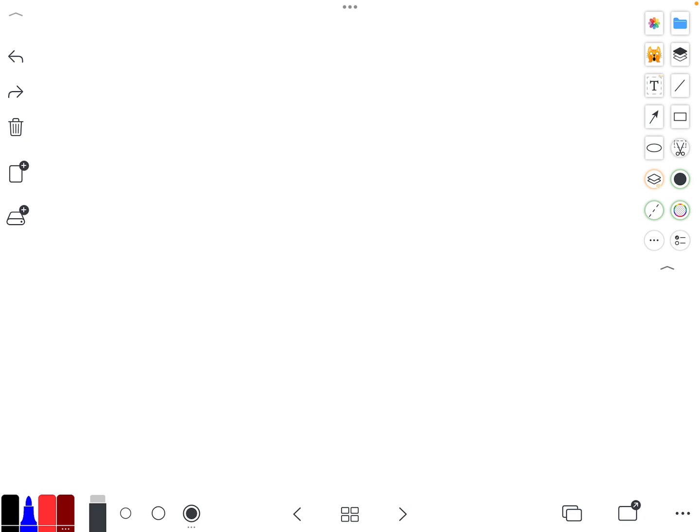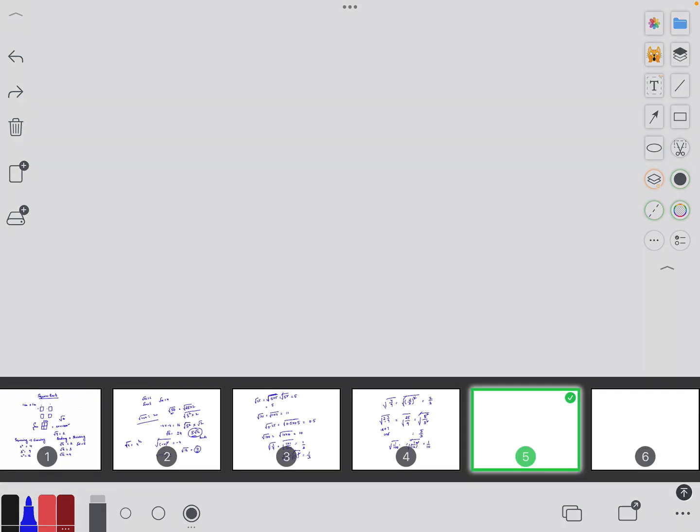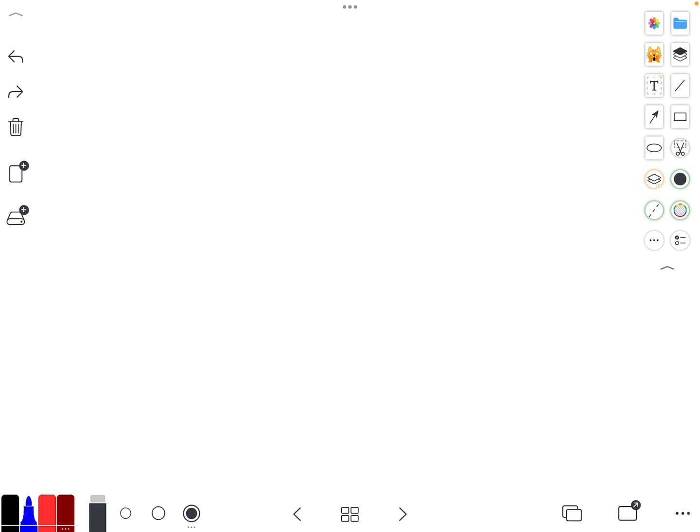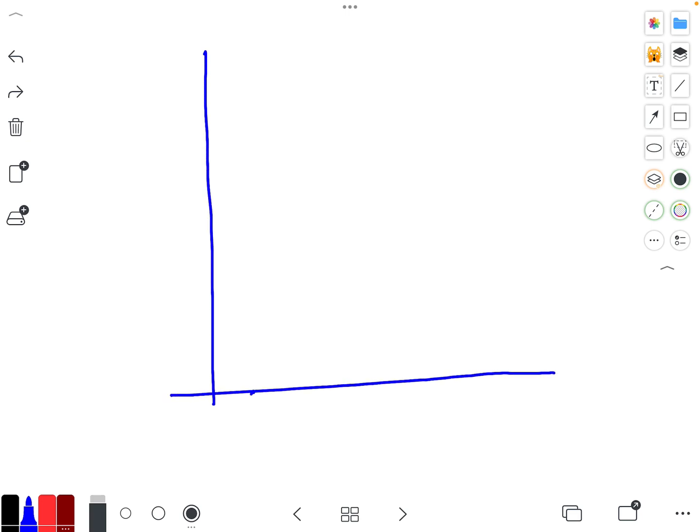Imagine we have a graph, something like this. On the x-axis, it will start from 0, say 1, 4, 9, 16, 25, 36, 49, 64, 81, 100. I'm just putting random values.